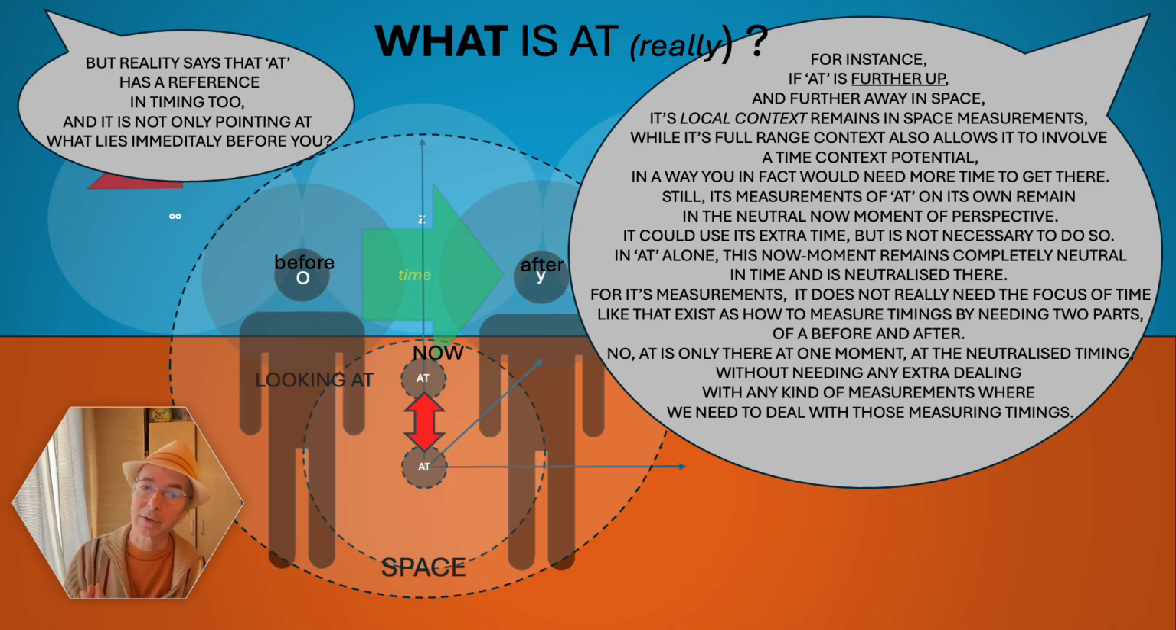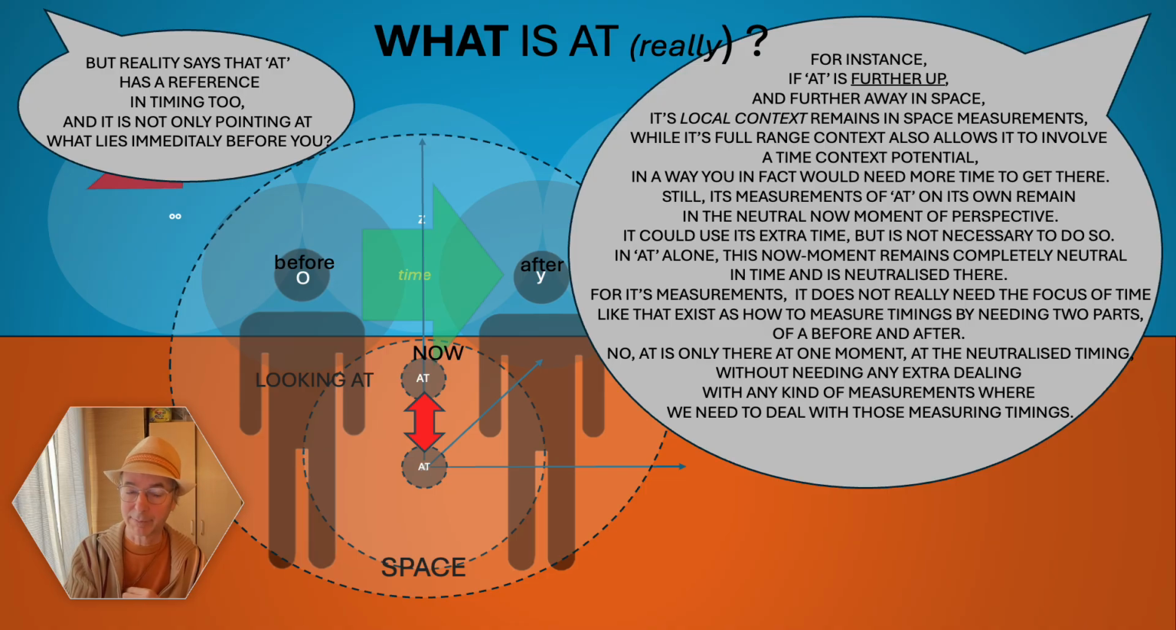It also allows this idea that it's also further away. Its local context remains the same within its spatial measurements, while its full range of bigger context allows it as well to involve a time-based context potential, because in fact I need more time to get there, but that's in the background. It's still at a position. The measurements of at remain within the neutral moment as well, or perspective.